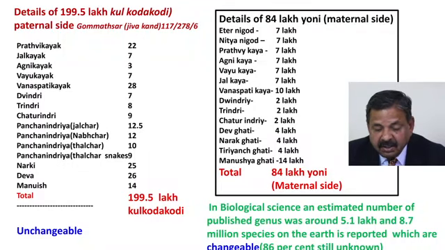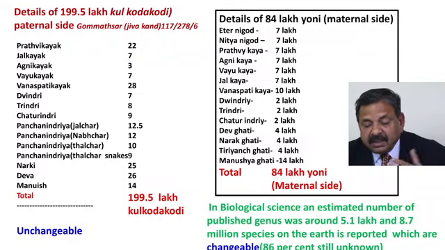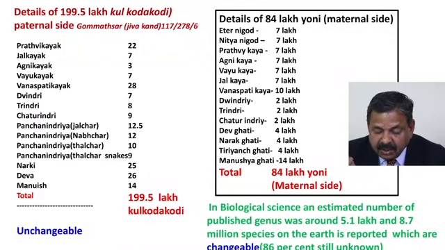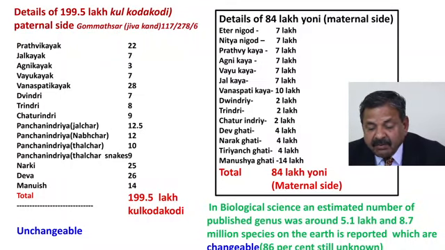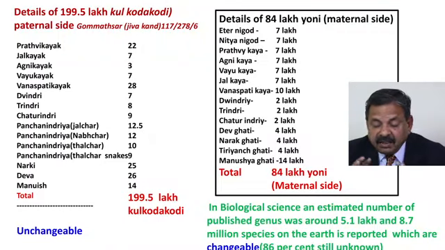But what you observe in science, in biological science, is that the estimated numbers regularly change. They are unable to identify the genus, and unable to identify the different species. So far, published genus are only around 5.1 lakh. This many jeev they have identified at the genus level, and 8.7 million species on earth are reported by the scientists, which are changeable, and still crores of jeeves are not identified by science, by biology. So 80% are still unknown.